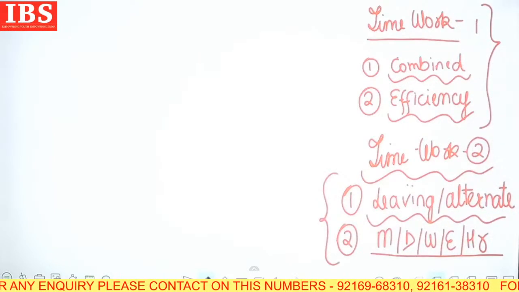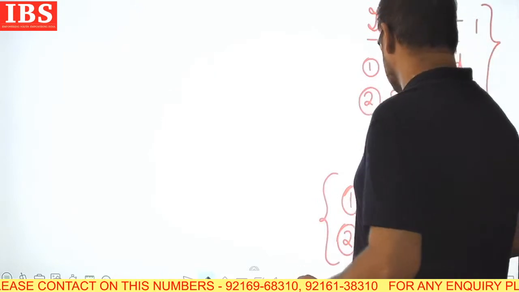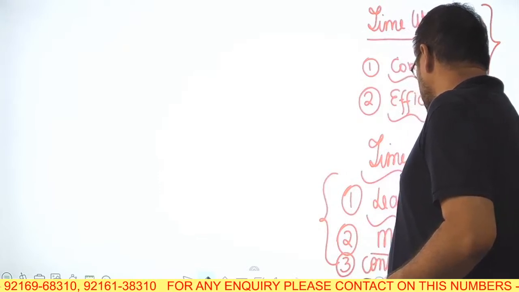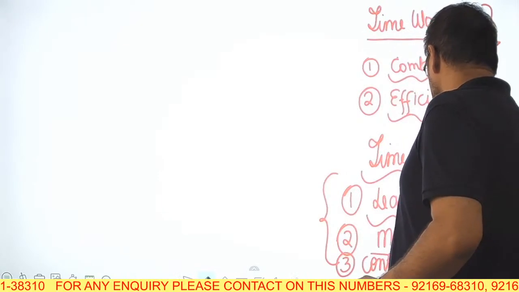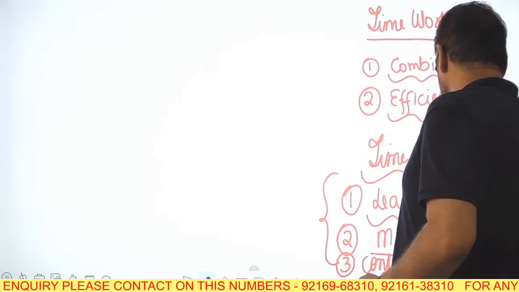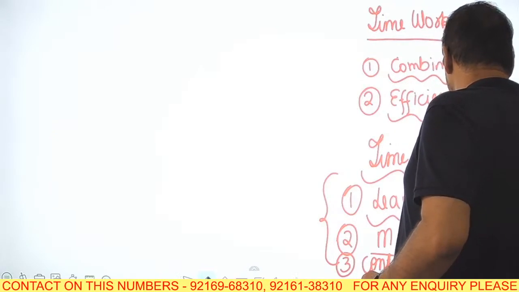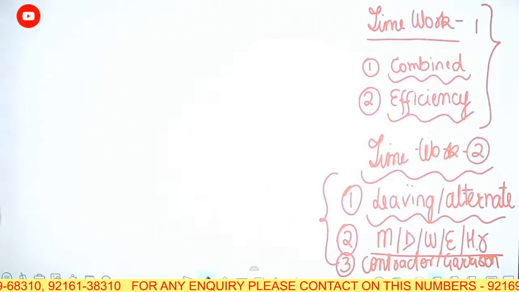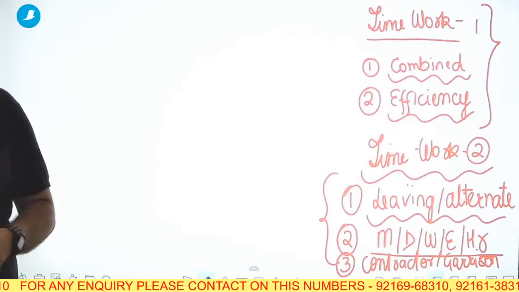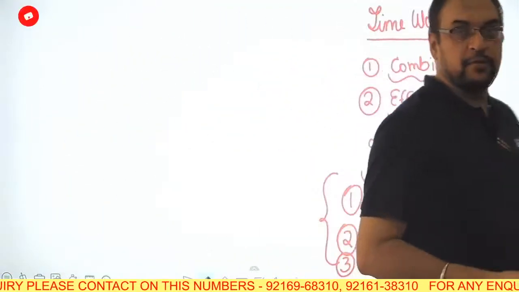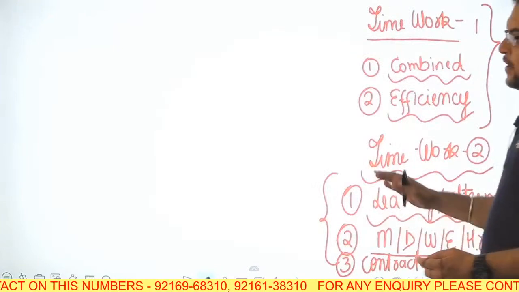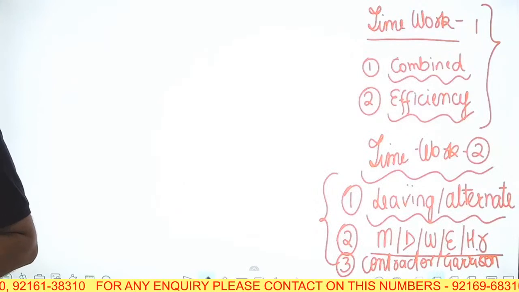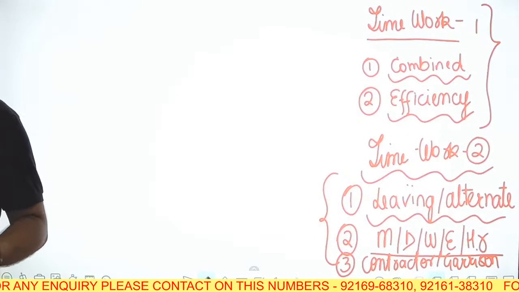So we'll be dealing with 2 types of concepts today, and if time permits, then a third type, that is contractor and garrison based questions. Contractor and garrison based questions we will do. Let us start with the first type, and we'll end up doing the first, second and third type of time and work 2 if time permits, and if you are able to understand the concepts really quickly, then we'll be able to solve these 3 concepts today itself.